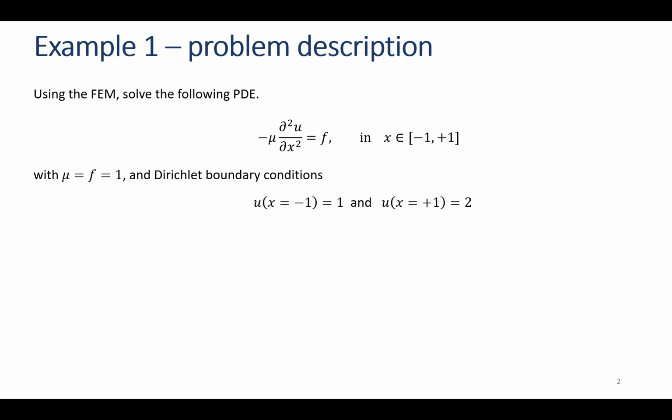And we have the following boundary conditions. On the left edge, we have a value of +1 specified. This is a non-homogeneous Dirichlet boundary condition, and on the right side, that is at x equal to +1, we have a value of 2 specified. This problem has a simple analytical solution which we can use to compare with the result we obtain using the finite element method. So this is the analytical solution.